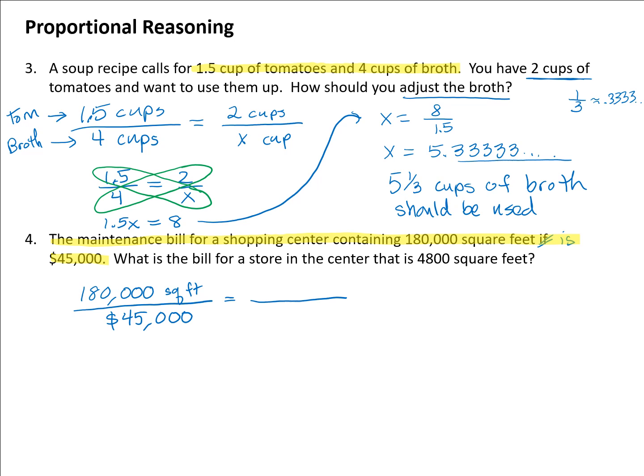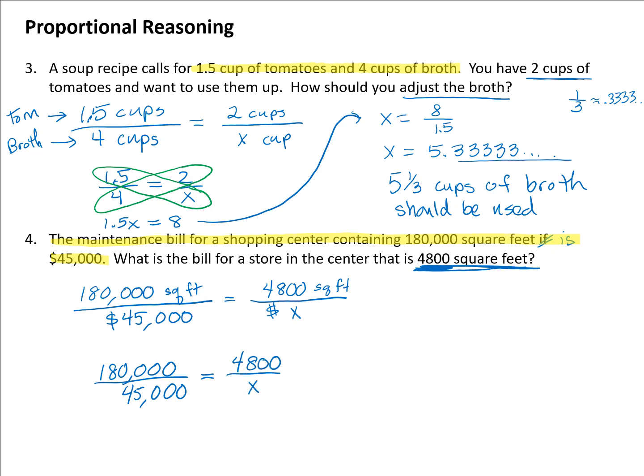So notice I've got my square footage on top and my dollar amount on the bottom. And the information I've been given is related to square feet. So I'm going to put the square feet on top so that I'm consistent. You need to make sure your ratios are consistently set up. And then I don't know what the cost is going to be. So it's X dollars. So again, you don't need to keep those units in for the calculation. Sometimes it's a little bit less cluttered if you take them out for the algebra.